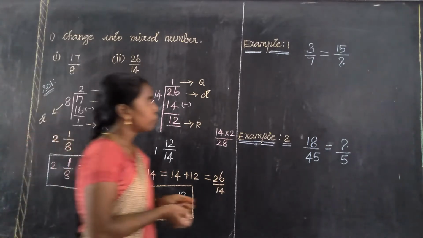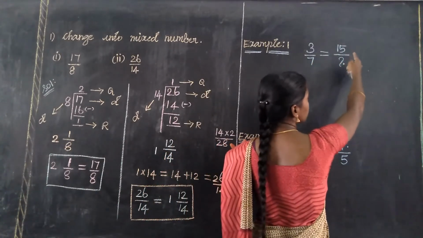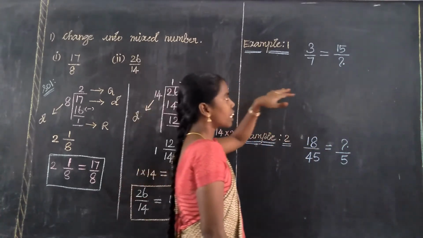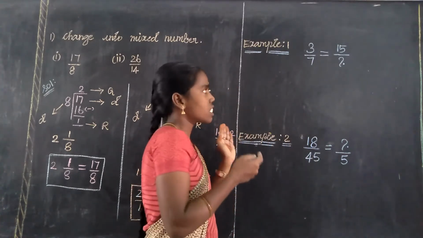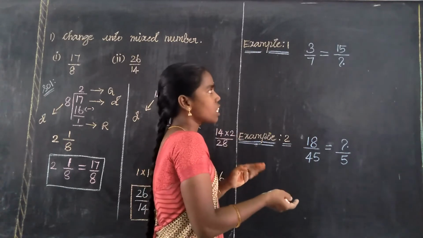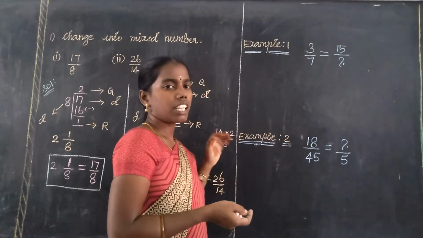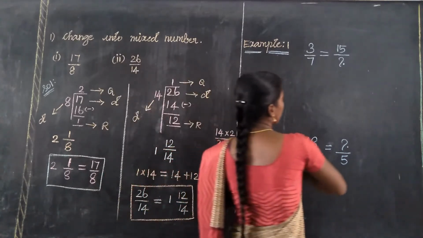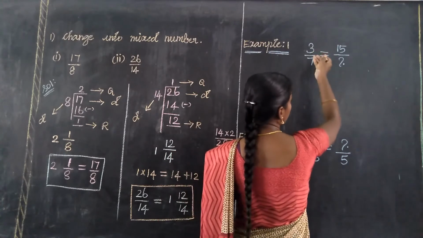Next example: 1 and 3 by 7 is equal to 15 divided by a question mark. We need to find the divisor value. On the left-hand side, both the numerator and denominator values are mentioned, and on the right-hand side, only the numerator is given. So we choose the denominator value. 3 by 7 is equal to 15 divided by this question mark.